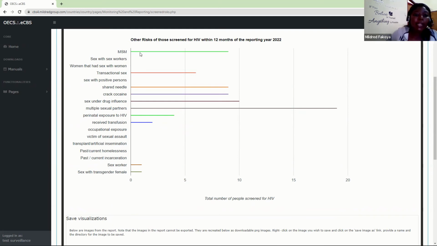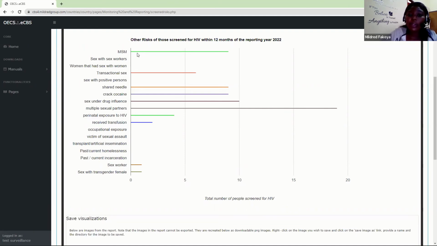So it gives us the male that have sex with males, people that have sex with sex workers, the number of women that have sex with women, people that have transactional sex, people that have sex with persons of known HIV positive status, people that share needles, people who use illicit drugs, people who have sex under the influence of drugs and alcohol, people who have multiple sexual partners, people who have perinatal exposure to HIV, screenings for people who receive transfusion, occupational exposure, people who were victims of sexual assault, people who received the transplant or artificial insemination, people who are currently homeless or have a history of homelessness, and people who are currently incarcerated or were previously incarcerated, or people who are sex workers or people who have had sex with transgender female.